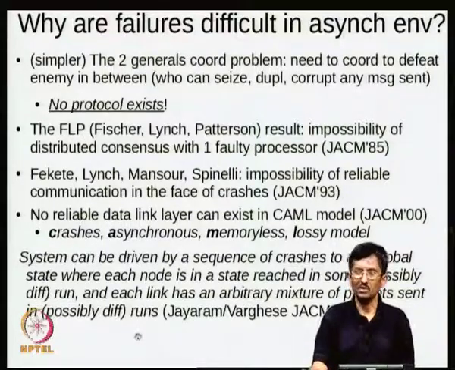Actually, it turns out the situation is even more horrifying. In this paper they show that a system can be driven by a sequence of crashes to any global state where each node is in a state reached in some possibly different run, and each link has an arbitrary mixture of packets sent in possibly different runs. I suggest you look at this paper to get an idea what all this means, but this is a pretty awful result. Basically what it means is that if I crash, when I come up again I might get the wrong packets, I might send my packets to somebody else, or somebody else's packets can come to me, etc. All kinds of things like that are possible.